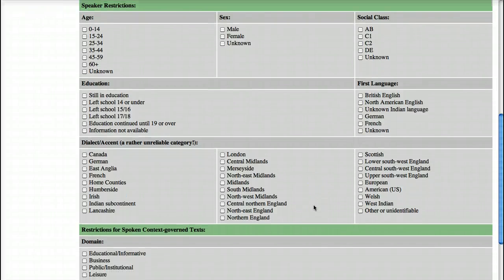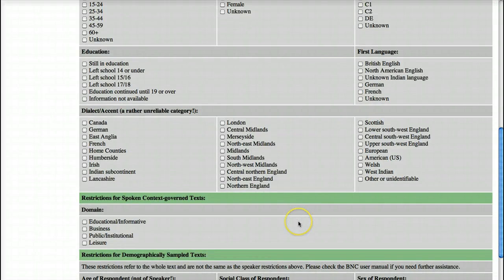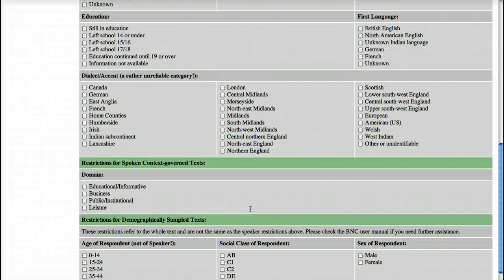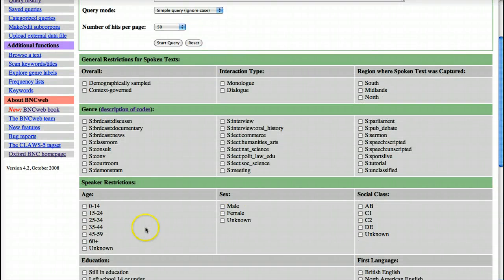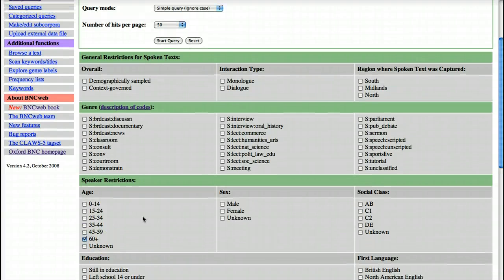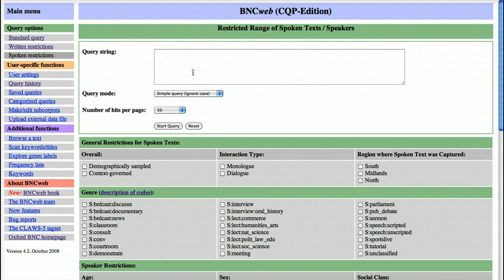And also we have domain here. One other thing that's interesting is the age of respondent, who was being spoken to, social class. Although you should notice too that this refers to the whole text. So again, we could choose a particular restriction, like we're only interested in people over 60 who use a particular word, and then search for it. We'd find of those instances according to that restriction.